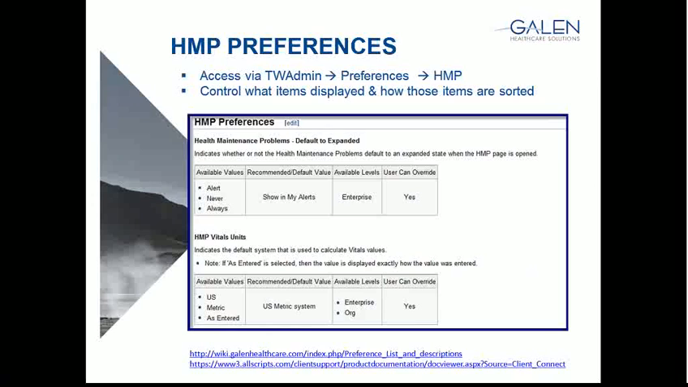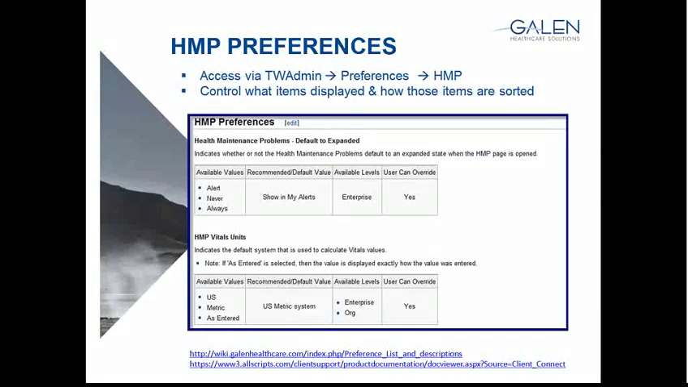So HMP preferences, to access them, you go to TWAdmin, Preferences, and then select the drop-down for HMP. They mostly control what items display in the health management view and how those items are sorted, very similar to what Tracy was showing us to personalize a provider's view.